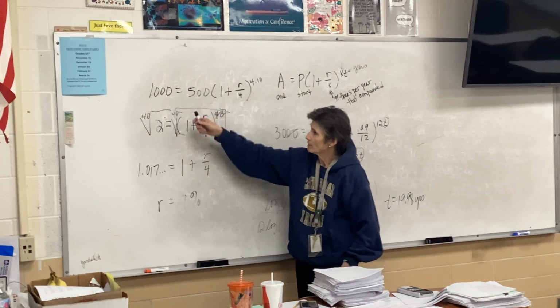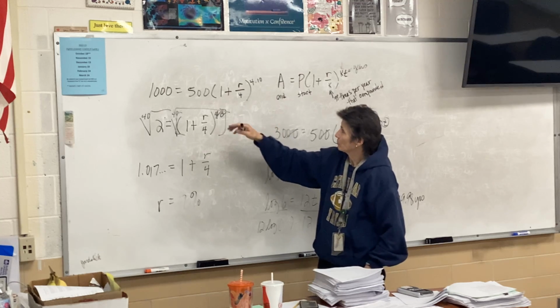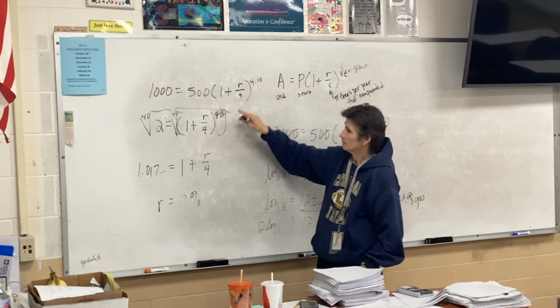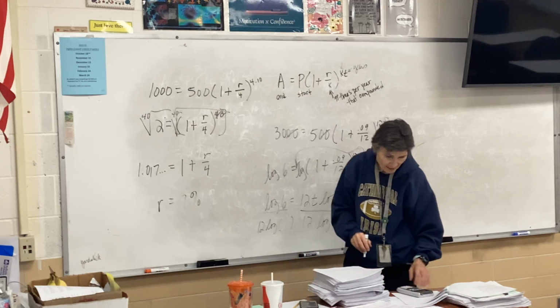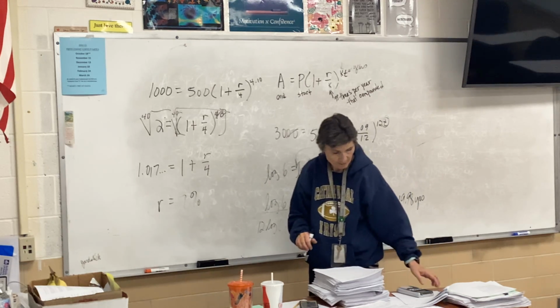Divide by 500, take the 40th root to get rid of the exponent. Subtract 1, multiply by 4, and it's 6.99 something. That was the interest rate.